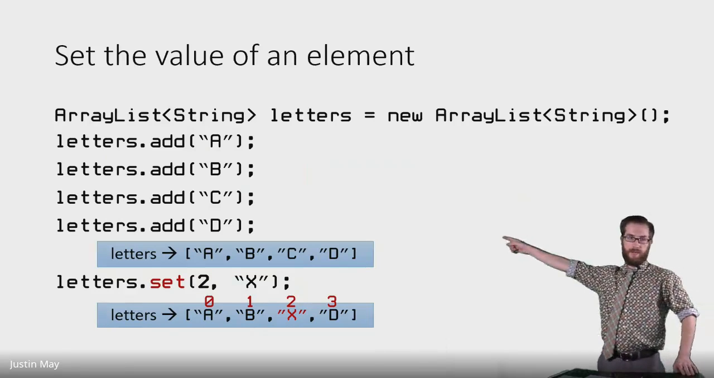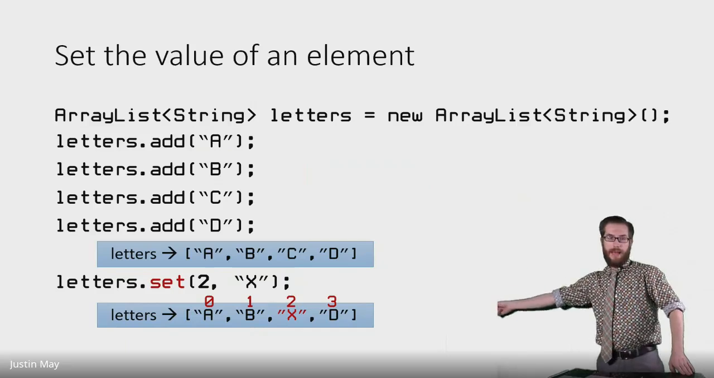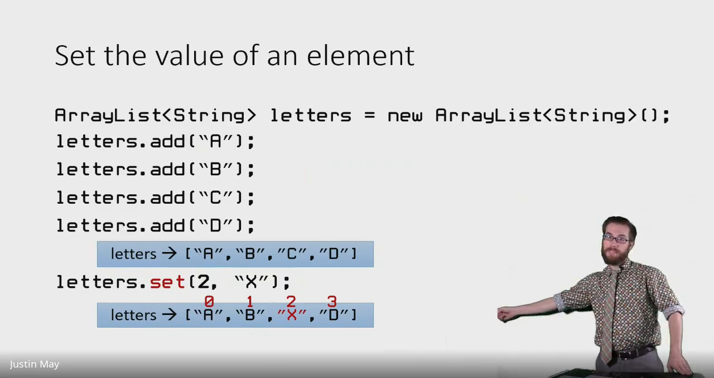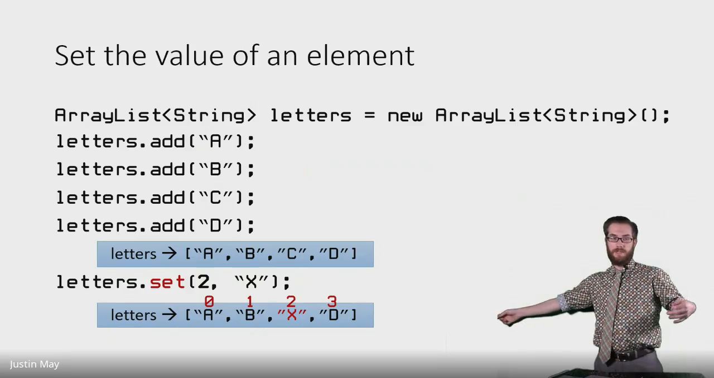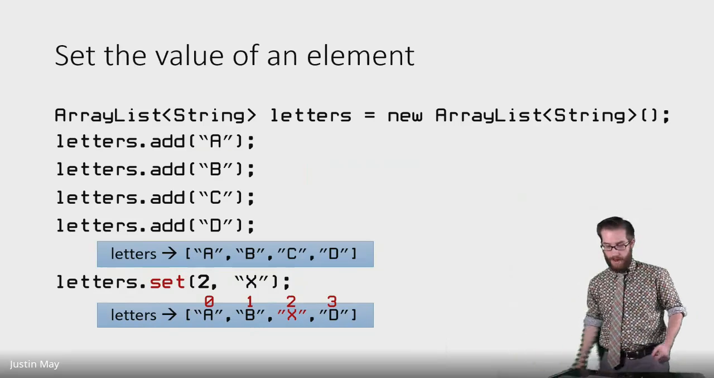So you can see here, this was A, B, C, D. After calling set, it becomes A, B, X, D. The C got replaced by x. We set that index, the value at that index, to the value x.